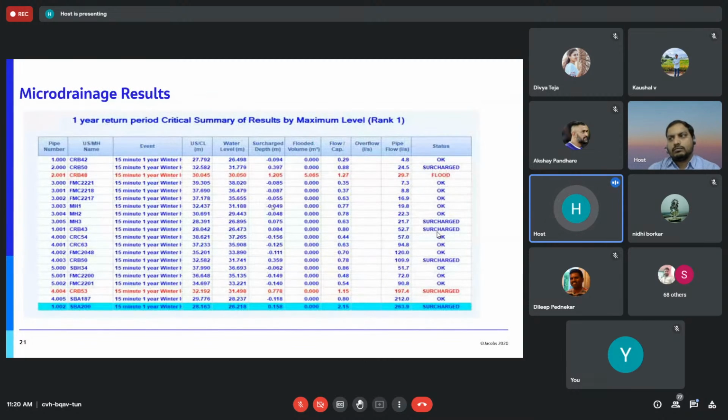When I run this software, it gives me how the different pipes are performing with respect to the water that is coming in. For example, you can see that there's a pipe 2.001 which is flooding, meaning the water is exceeding the capacity of the pipe. So this software tells me whether my system is able to take the flows or not. If this pipe is flooding, I need to increase the size of the pipe so that it will be able to take the water. Next slide.